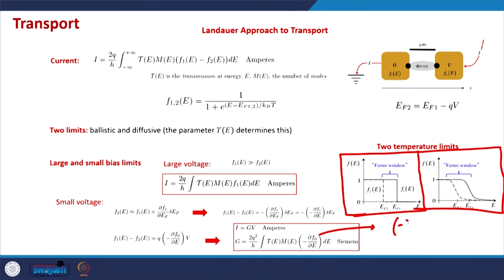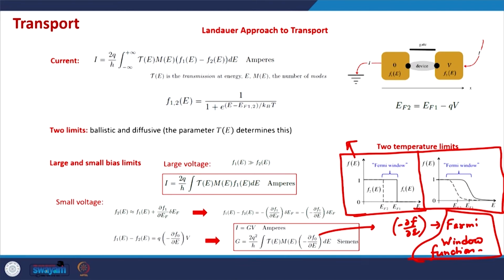This function, minus del f by del E, is known as the Fermi window function, and it generally covers the states between the two Fermi levels, between EF1 and EF2, which is pretty much clear. On the left hand side, this is the plot of F1 and F2 for low temperature. On the right hand side, this is a plot of F1 and F2 at high temperature.